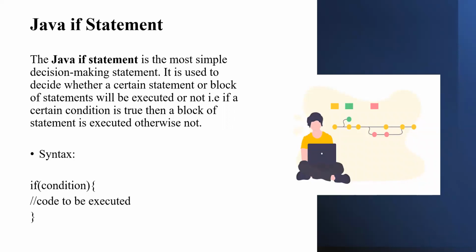Java if statement. The Java if statement is the most simple decision-making statement. It is used to decide whether a certain statement or a block of statements will be executed or not. That is, if a certain condition is true, then a block of statements is executed, otherwise not. Simply, we can say that the Java if statement tests the condition and executes the if block if the condition is true. Syntax: if condition, then code to be executed.